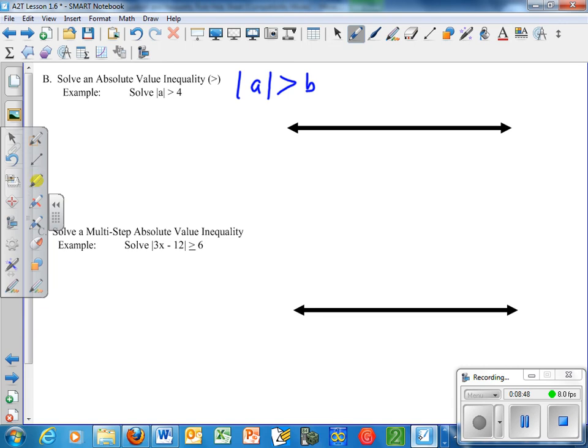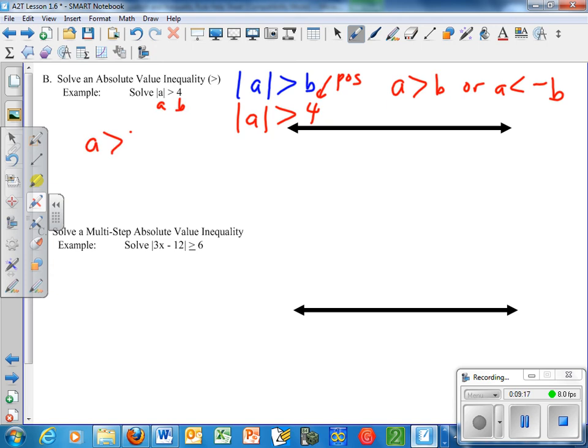Here's what we're going to write. Here's my A. Well, so here's what we have. A is greater than 4. Notice that's a positive. If that's the case, we write A is bigger than B, or A is less than the opposite, smaller than the negative of it, or greater than the positive. Those numbers would have absolute value bigger than 4. Okay, so if we write that, this is A, this is B, so A is bigger than 4, or A is less than negative 4.